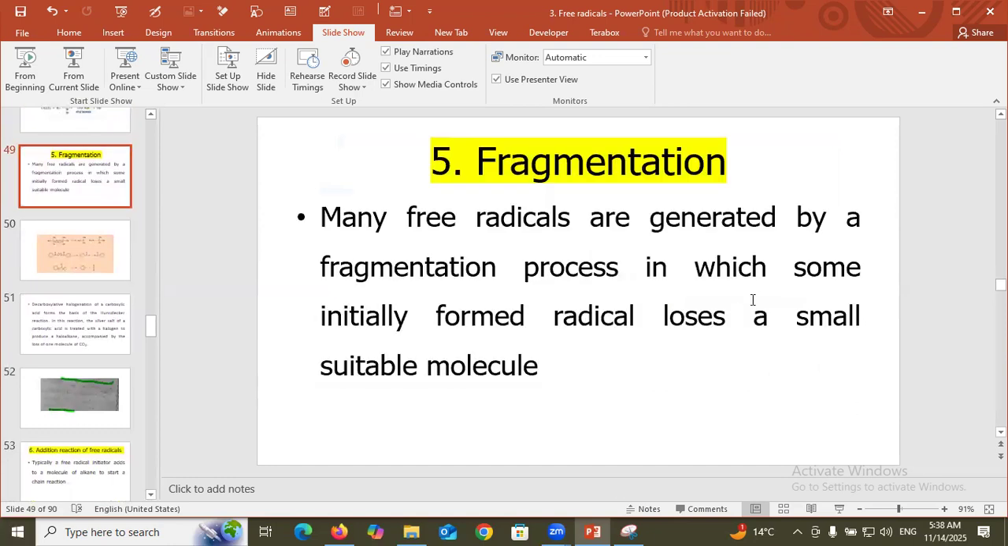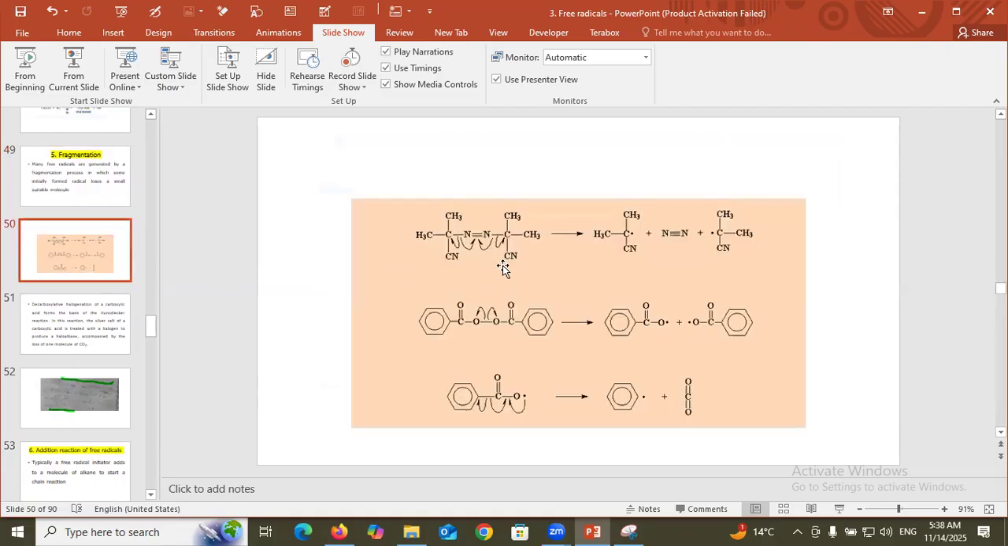Fragmentation. Many free radicals are generated by a fragmentation process in which some initially formed radical loses a small suitable molecule. See in this example, this free radical produces this nitrogen from the azide. Also from this example, it produces two free radicals, phenyl free radicals.